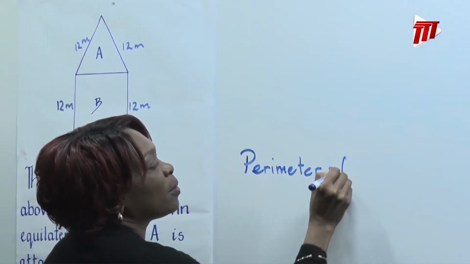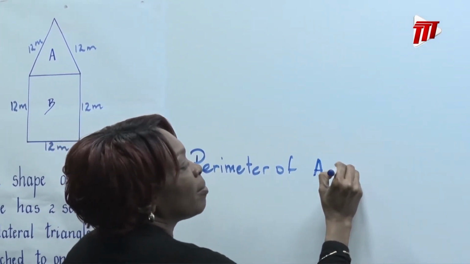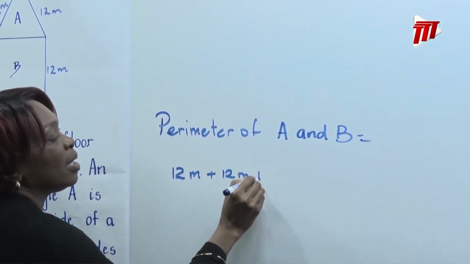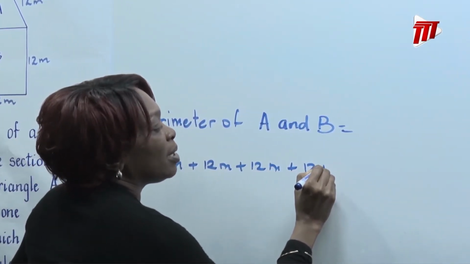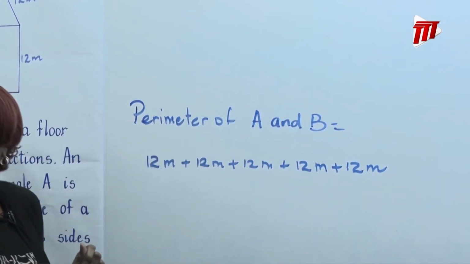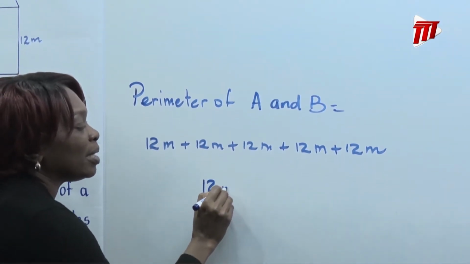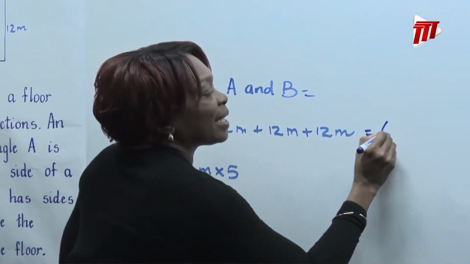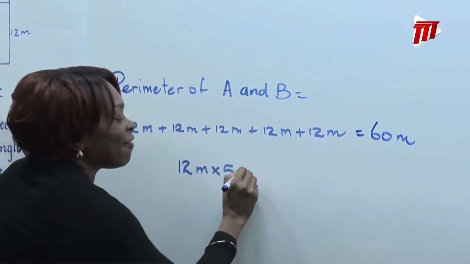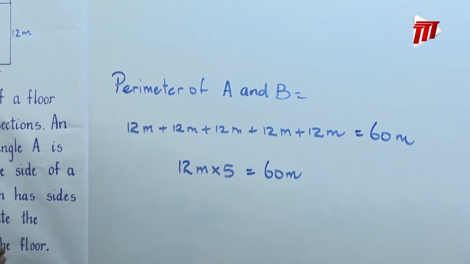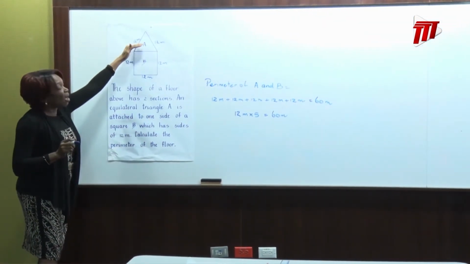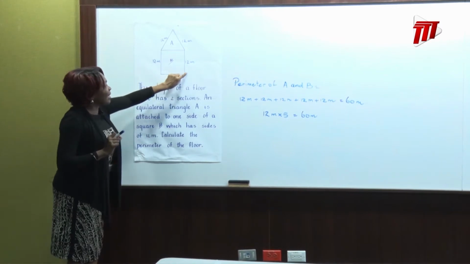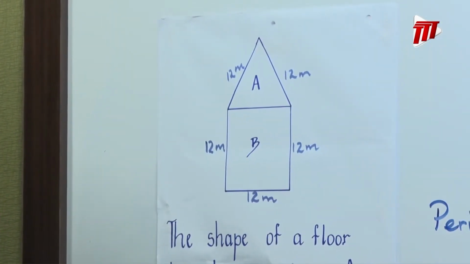We can say perimeter of A and B. And what can we say? We can say what? 12 meters, add 12 meters, add 12 meters, add 12 meters, add 12 meters. Or, what can we say? Or, we can say 12 meters multiplied by 5, because there are 5 exposed areas. Are you seeing that, boys and girls? When we add up all of this, we'll get 60 meters here. Likewise, 12 multiplied by 5 will give us 60 meters. The perimeter of this compound shape is 60 meters. You're always looking at the outer sides or the outer edges. Are you seeing that, boys and girls? Wonderful.